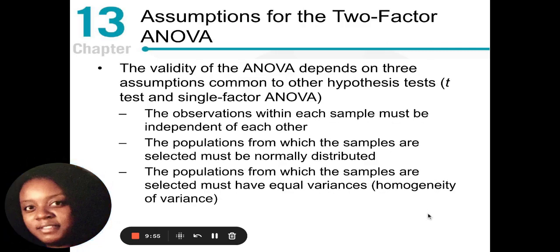The validity of the ANOVA depends on three assumptions that are common to other hypothesis tests, the t-test and the single-factor ANOVA. The observations within each sample must be independent of each other. The populations from which the samples are selected must be normally distributed, and those populations must have equal variances, known as homogeneity of variance.